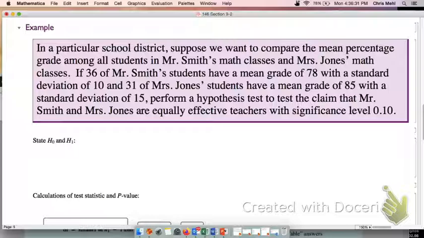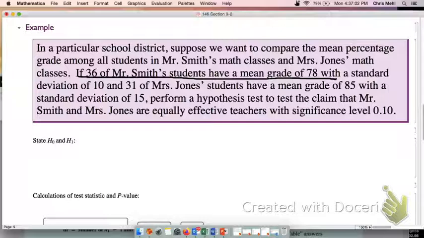In a particular school district, suppose we want to compare the mean percentage grade among all students in Mr. Smith's math classes and Mrs. Jones' math classes. So I have two different math classes, and I want to compare the mean percentage grade among all students in each of those instructors' classes. For Mr. Smith's class, 36 of Mr. Smith's students have a mean grade of 78 and a standard deviation of 10.